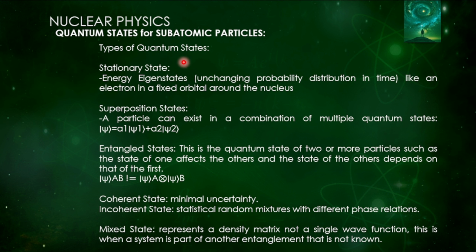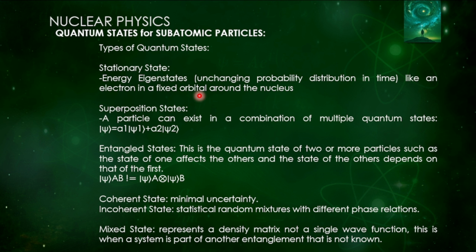Types of quantum states. You have the stationary state, which is an energy eigenstate, with an unchanging probability distribution in time, meaning that it is a stable state. It doesn't change in time. It has the same probabilistic distribution, like an electron in a fixed orbital around the nucleus. It's not fixed actually, it's rotating, but it has the same probabilistic distribution throughout time.